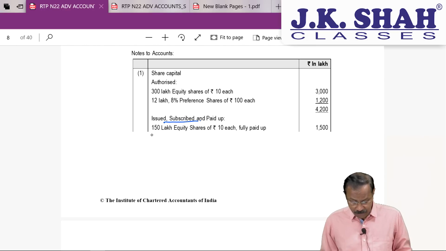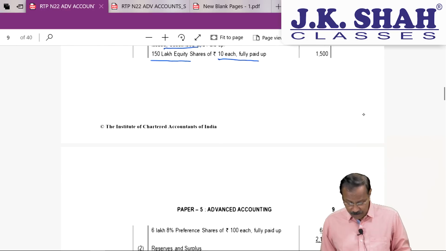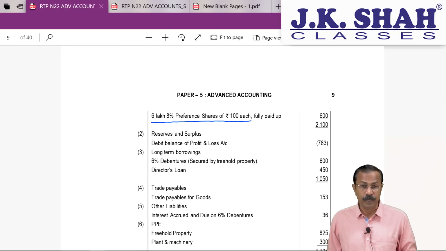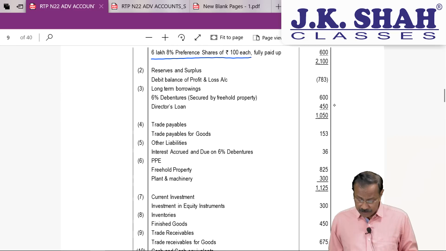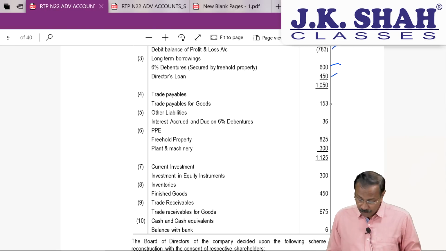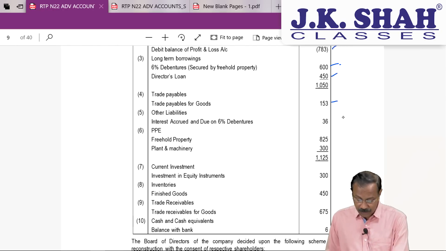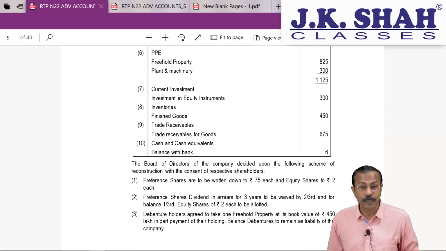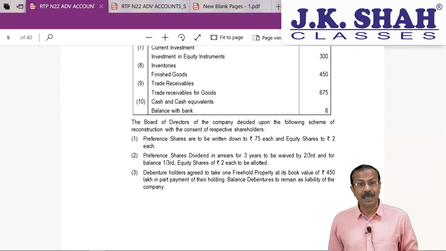Issued and paid up: 150 lakh equity shares of 10 each fully paid, and you also have 6 lakh 8% preference shares of 100 each fully paid. Reserves and surplus, there is a debit balance in P&L. Then you have 6% debentures, director's loan as a part of long-term borrowings. Trade payables are nothing but your creditors, remember. Other liabilities is interest accrued and due on debentures. PPE includes freehold property and machinery. Current investments, investments in equity shares of some company. Finished goods, debtors and bank balance.